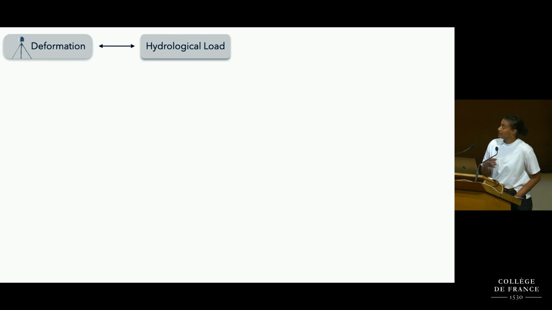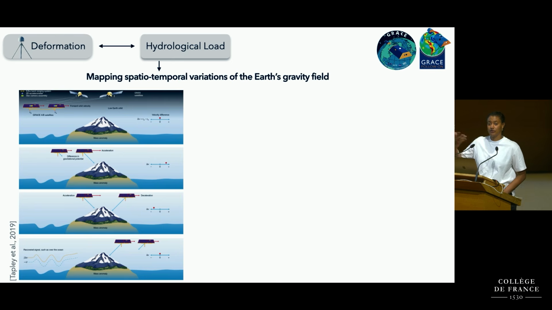So if we want to relate the deformation that we record at GNSS stations with the hydrological load, we first need a way to measure hydrological loading. And for that, we can turn to another type of geodetic observation by mapping the spatial and temporal variations of the Earth's gravity field. And for that, we use the GRACE and GRACE follow-on missions, which are satellite missions in low orbit, so about 500 kilometers above the Earth, in a quasi-polar orbit. And these missions are very simple by design because they only have 2 satellites that follow each other on the same orbit.